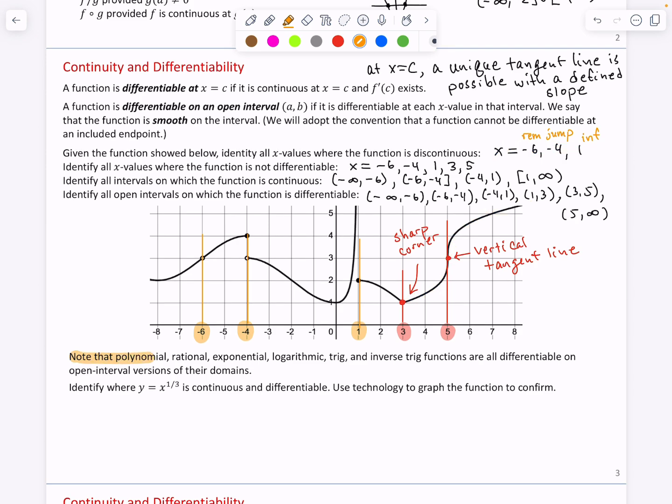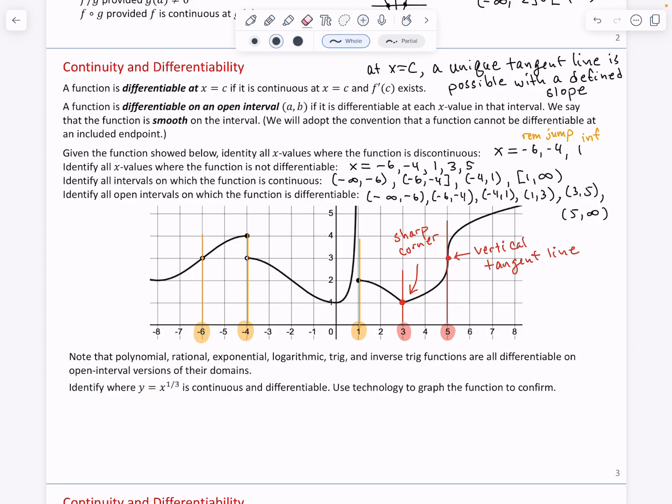Now note that polynomial, rational, exponential, logarithmic, trig, and inverse trig functions are all differentiable on open interval versions of their domains. Now notice in this list I don't mention power functions. Power functions can be a little bit tricky. Here's an example of a power function, y equals x to the 1/3. Identify where this function is continuous and differentiable.